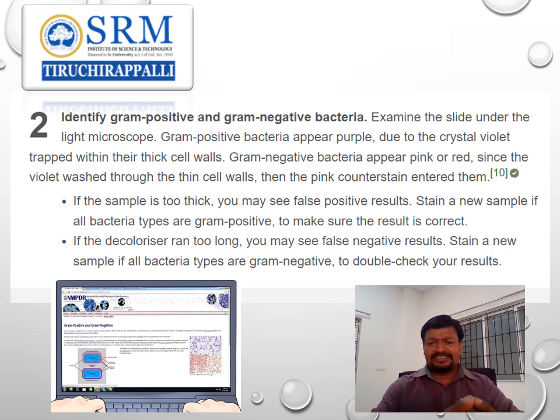Then the pink counterstain enters them. If a sample is too thick, it may give false positive results. Stain a new sample if all bacteria appear Gram-positive to make sure the results are correct. If the decolorizer ran too long, we may get false negative results. Stain a new sample if all bacteria appear Gram-negative to double check your results.